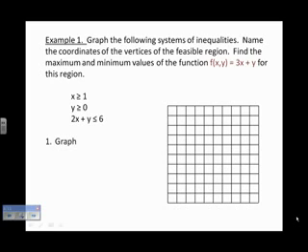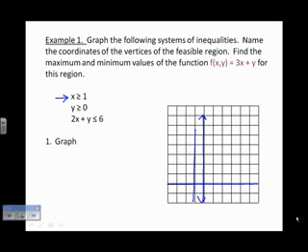Alright, we're going to go ahead and graph these inequalities. The first one that I want to graph is x is greater than or equal to 1. So I want a vertical line at x is 1. And remember, we're going to shade that inequality. So I have my vertical line here.